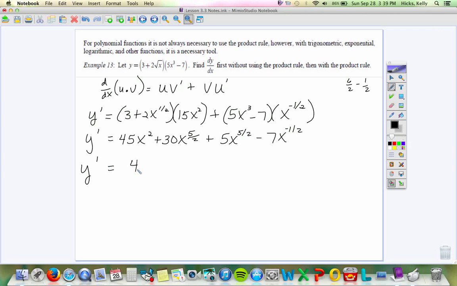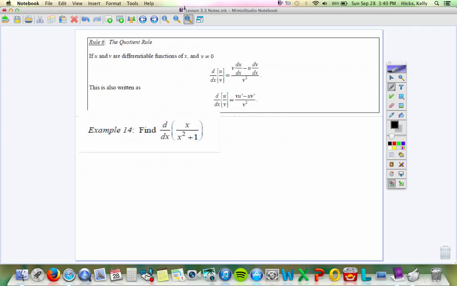All right, clean it up one more time. Let's see if I can combine anybody. 45x squared plus, I can combine these two and I get 35x to the 5/2 power minus 7x to the negative 1/2 power. I hope that's the same thing I had just a second ago. Oh, it is. Good. All right. So we've demonstrated that there's two different methods for taking the derivative of a product. Sometimes you just have to use the product rule. Sometimes, if you would prefer, you are able to FOIL this out, multiply it out, get one function, and use the power rule.